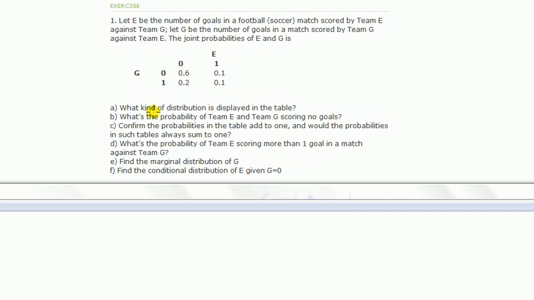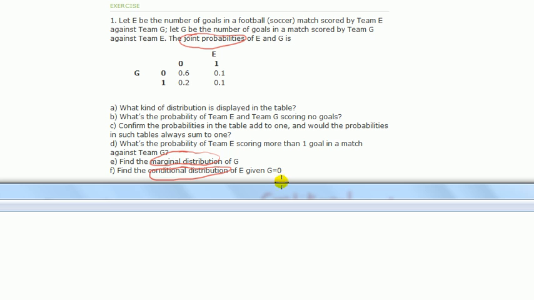A. What kind of distribution is displayed in the table? B. What's the probability of Team E and Team G scoring no goals? C. Confirm the probabilities in the table add to 1, and would the probabilities in such tables always sum to 1? D. What's the probability of Team E scoring more than one goal in a match against Team G? E. Find the marginal distribution of G. F. Find the conditional distribution of E given G is 0.